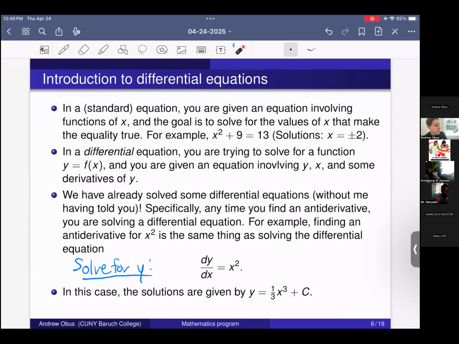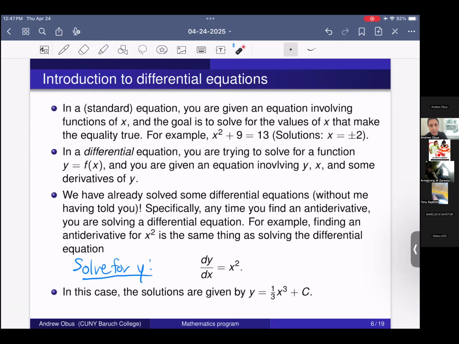So in this case, the differential equation has lots of solutions, and all of the solutions are of the form y equals 1/3 x cubed plus c, where c is some constant. Because if I plug y equals 1/3 x cubed plus c into this equation, the equation becomes true. I take the derivative, I get x squared, and x squared equals x squared. So when you have a differential equation, you're trying to solve for y as a function of x, not as a number. You're trying to find the correct function that makes the equation true.